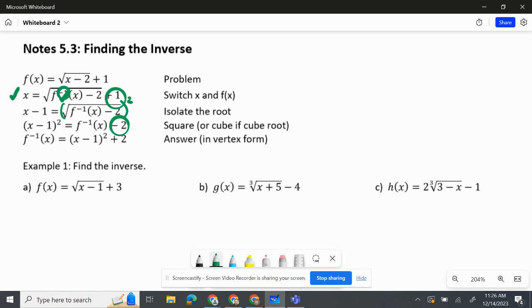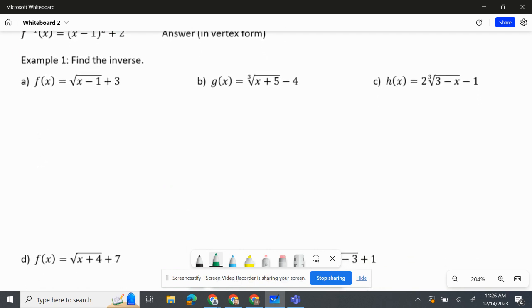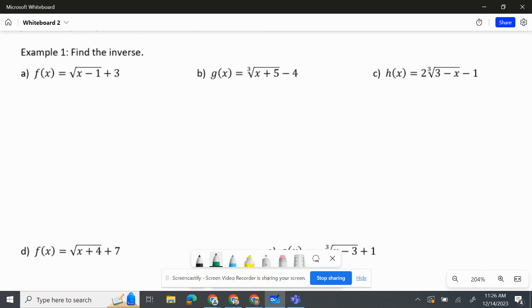So when we're looking at example 1, always the first step is switching the x and the y. Now instead of putting f of x, I'm just going to put y. It's a little bit simpler to write. And then at the very end, I'm going to put it in its more formal form. Starting with the outside, I'm going to subtract the 3.